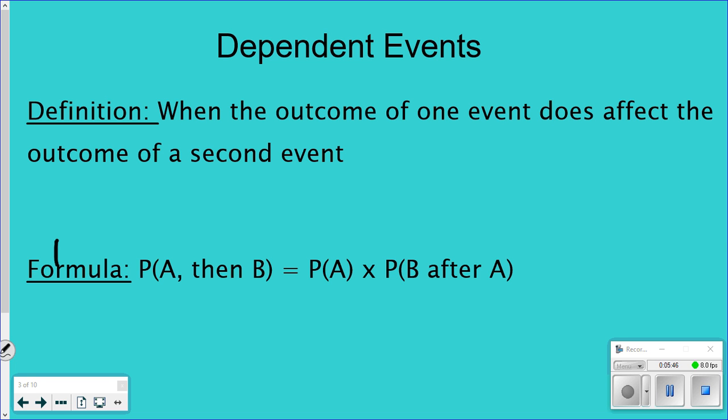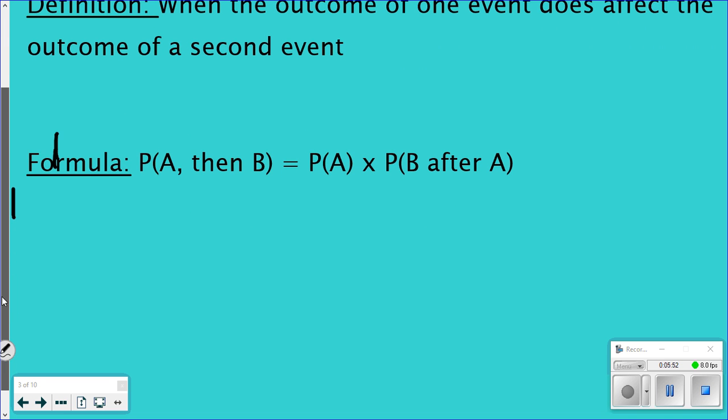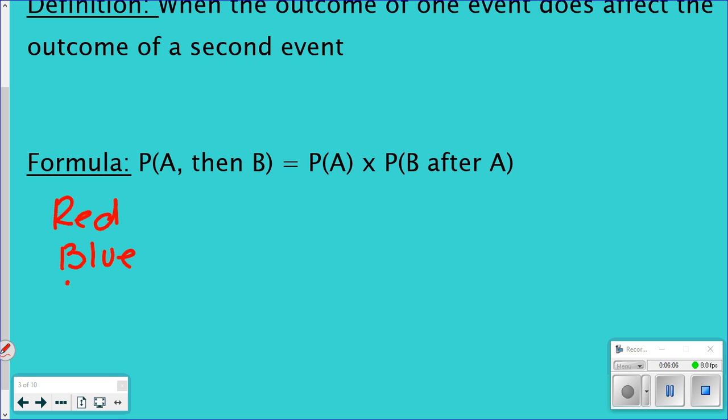In my bag, can I move this? You guys care if I move this around a little bit? If I go like this, can I go like that? Yeah. Okay.